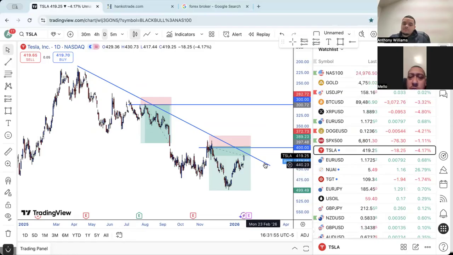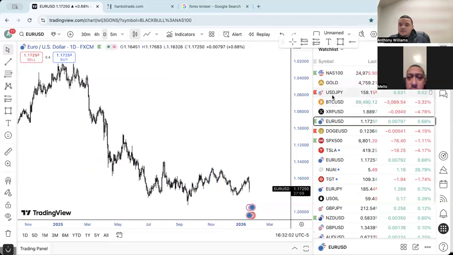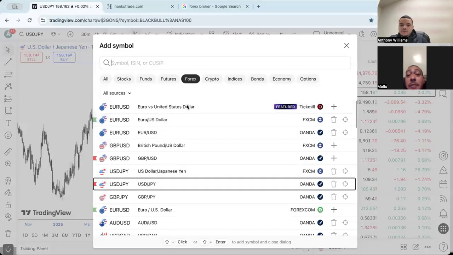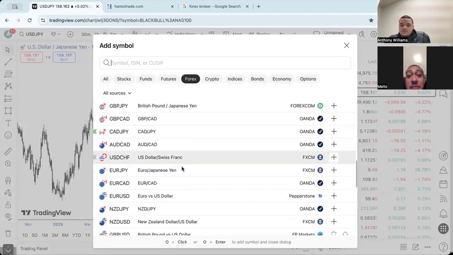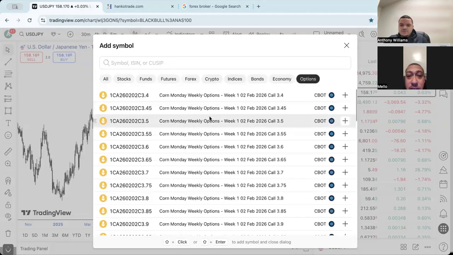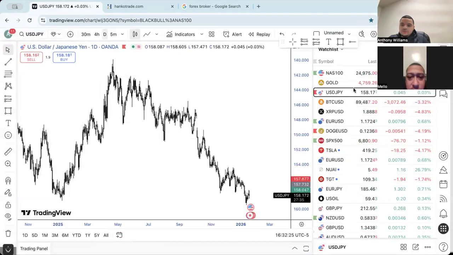So what do you do then? Forex, Euro USD, anything like this right here is basically money. Forex is money. All of this is money: crypto, indices, bonds, options. I know you make money, but I mean as of gold is gold, and like the euro, as of the dollar bill and stuff like that.